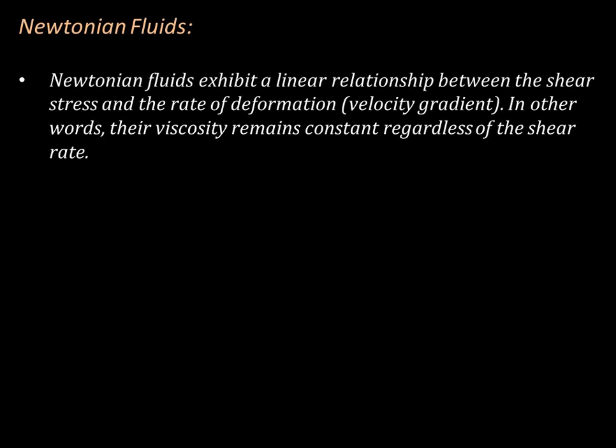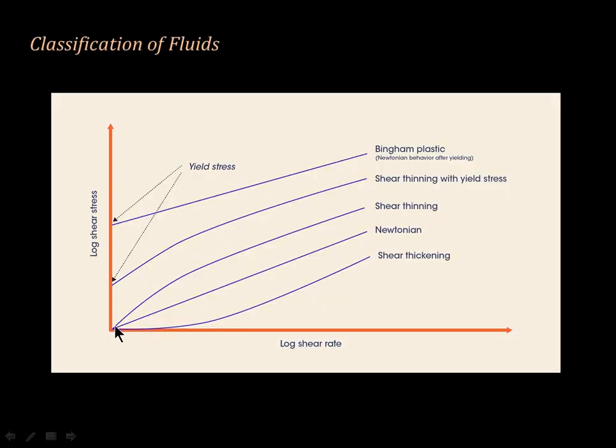Newtonian fluids exhibit a linear relationship between the shear stress and the rate of deformation, that is, velocity gradient. In other words, their viscosity remains constant regardless of the shear rate. Whatever shear rate is applied, the viscosity is going to remain the same. Newtonian fluids are the fluids which obey Newton's law of viscosity, and the relationship between shear stress and the rate of deformation, that is shear rate, is going to be linear. Just now we have seen in the previous diagram that for Newtonian fluid, it is a linear relation between shear rate and shear stress.